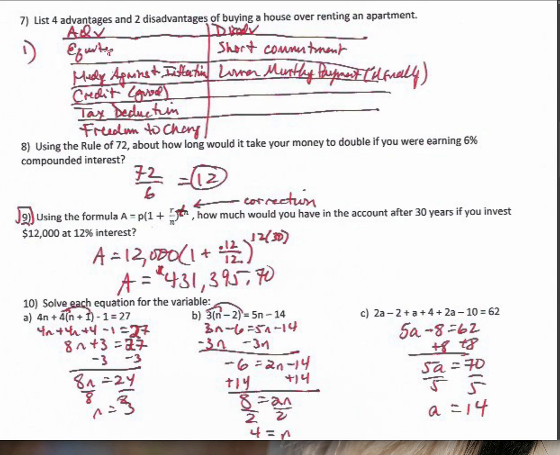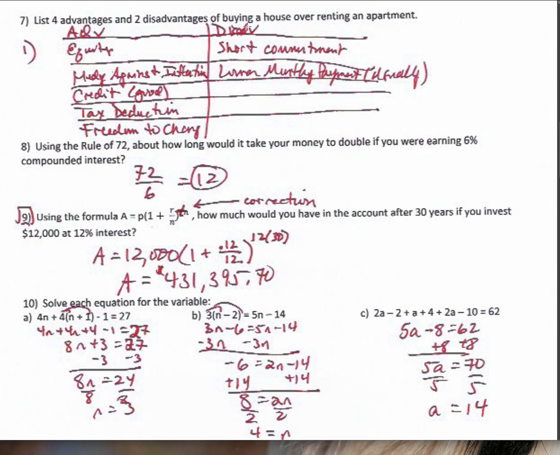Number 7, list 4 advantages and 2 disadvantages of buying a house. So some of the advantages include equity. It's a hedge against inflation. You can build good credit. You could also build bad if you do it wrong. It's a tax deduction. I don't know what I wrote there. Well, one of the other advantages is it's a forced savings account.